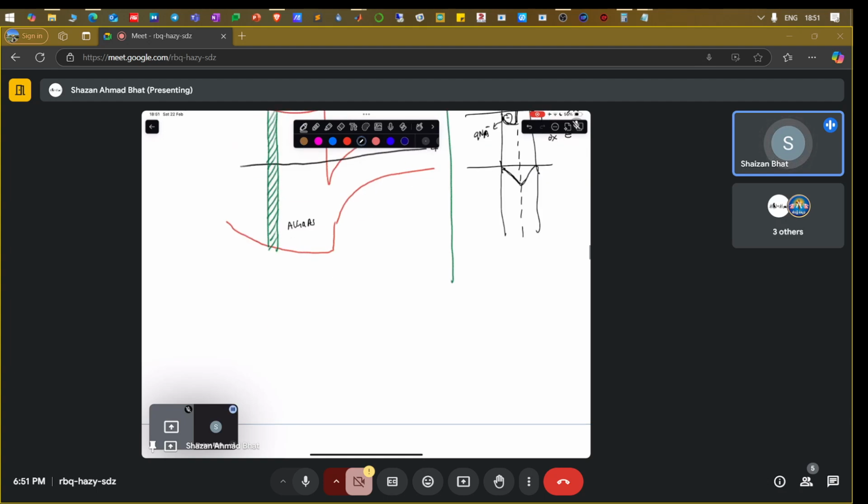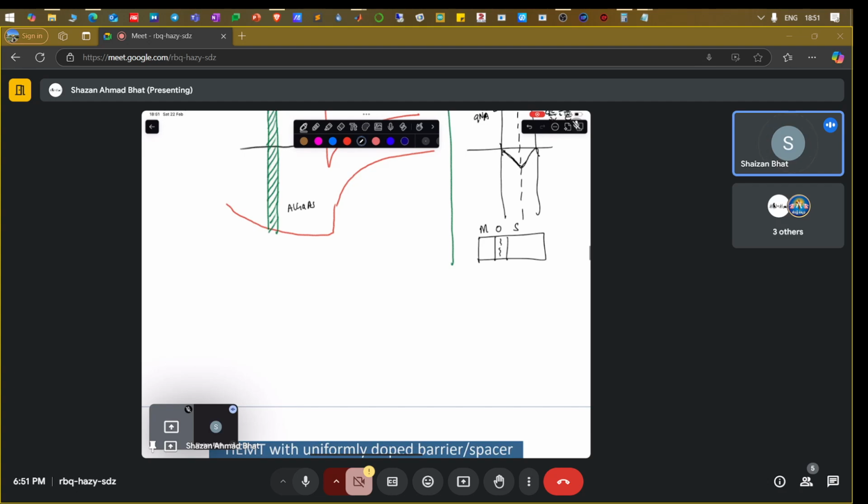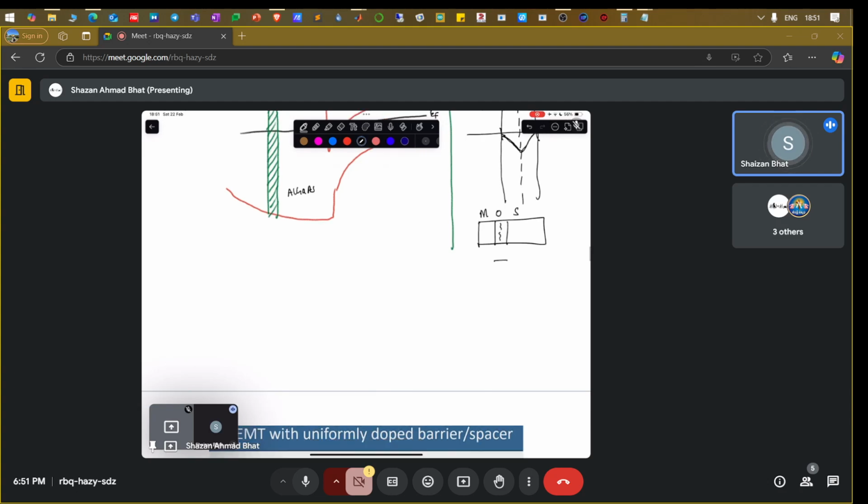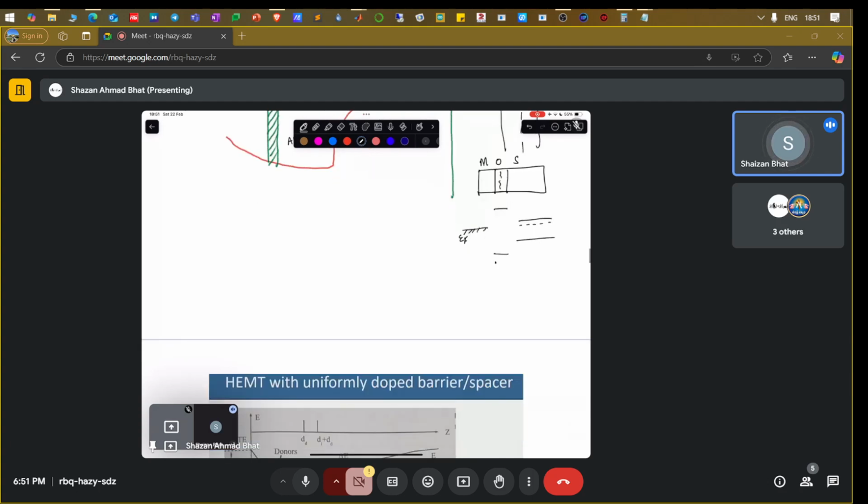Now you do the similar scenario in case of something called a metal oxide semiconductor field effect transistor. If you have a MOS structure, metal, oxide, and semiconductor, let's say this is an n-type semiconductor, and you have a metal here with a certain Fermi level. When you join them, you get a structure like this, where the Fermi level runs through the middle and is flat at equilibrium. That means there is no net flow of charges.